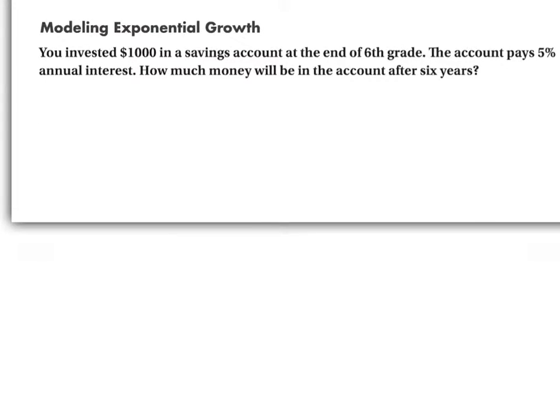And our example here is that we are investing $1,000 into a savings account. It says we invested $1,000 in a savings account at the end of the 6th grade year. So apparently you have a rich grandparent that gave you $1,000 for your birthday when you were in the 6th grade. If you then put it into an account that pays 5% annual interest, how much money will be in the account after 6 years? Because you're earning interest on that account, of course, every year.